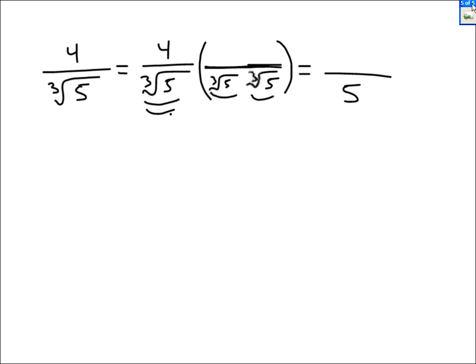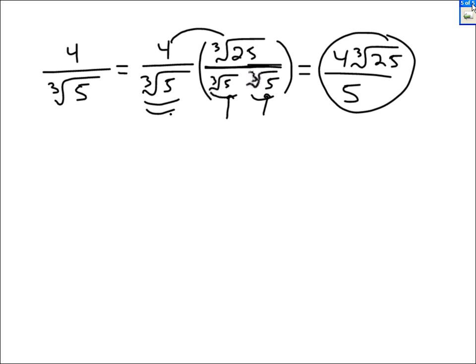On the top, you have to put the same thing you put on the bottom. But I'll just write it down with 1 cube root sign. 5 times 5 is 25. So it's 4 times that: 4 times the cube root of 25, divided by 5. You should try to reduce. If the 4 were a 10 instead, then 5 would go into it.